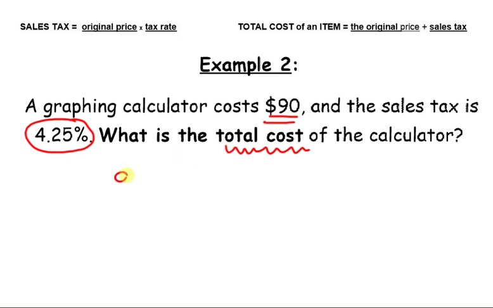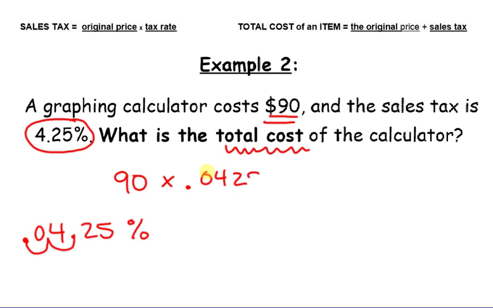So start with the original price, 90, times, okay, now be careful with this one, 4.25%. Move the decimal point back 2 spots. And put your 0 as a placeholder where you need it. So it's times 0.0425. Go ahead and calculate that. And you should get 3.825. Now that's what the sales tax would be if we were to stop and round, but we're not done.